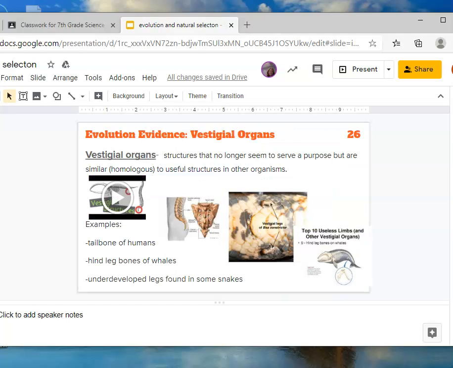Evolution evidence, vestigial organs. Vestigial organs are structures that no longer seem to serve a purpose, but are similar, homologous, to useful structures in other organisms. Examples: the tailbone of humans, and the hind leg bones of whales, with underdeveloped legs found in some snakes.